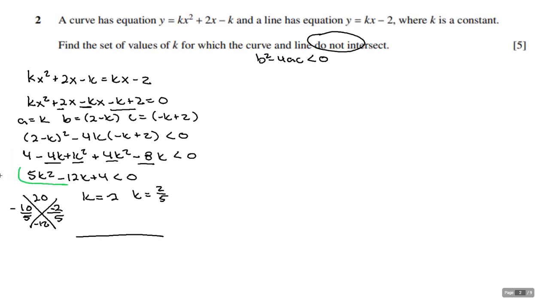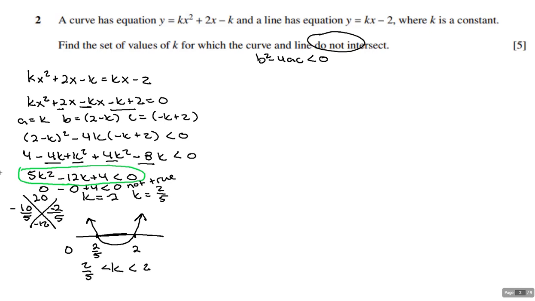Now you'll notice that this graph opens up, and so I just do a quick sketch here, and my two x-intercepts are going to be 2/5 and 2. 0 is on the outside, and so I plug a 0 in, and 0 does not make the inequality true. So that means my answers are not on the outside. My answers must be on the inside. So that's where my k's are going to be.